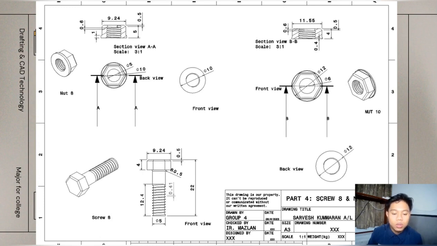And the screw 8, the show is a front view. The number shows how to make a design of the screw to Catia. And the last is a nut 10. The show is front view and the back view. The section view, the scale is 3 to 1. The number shows the specific design or specific number to make the design to Catia.